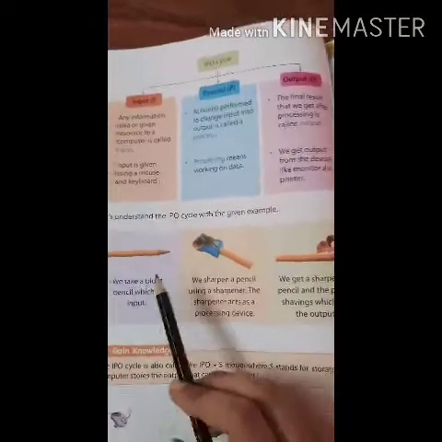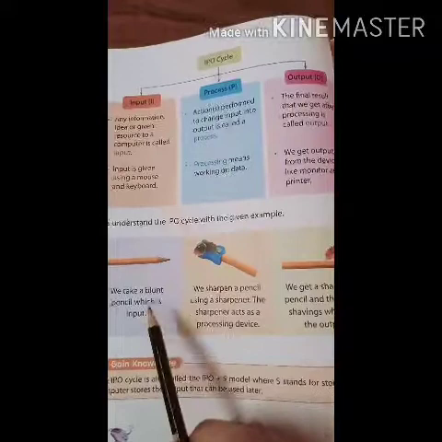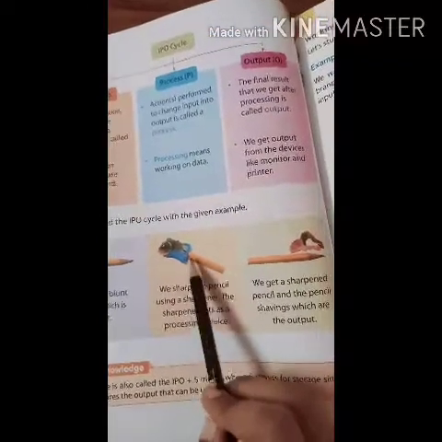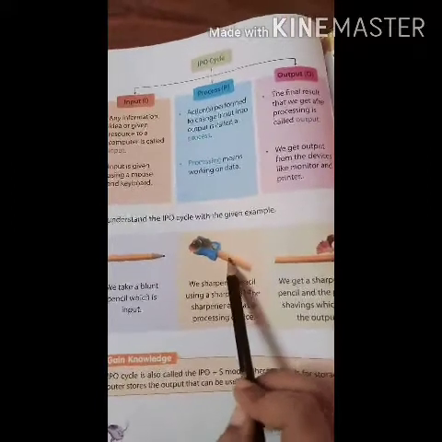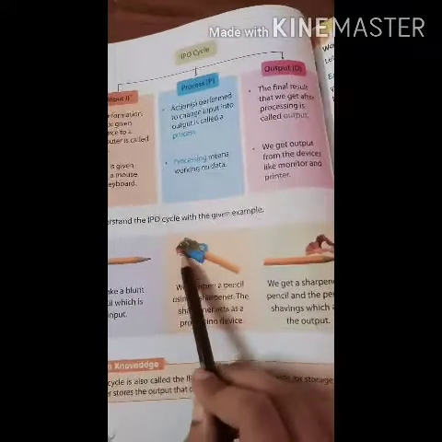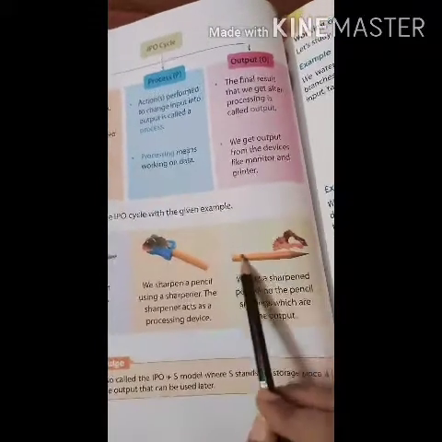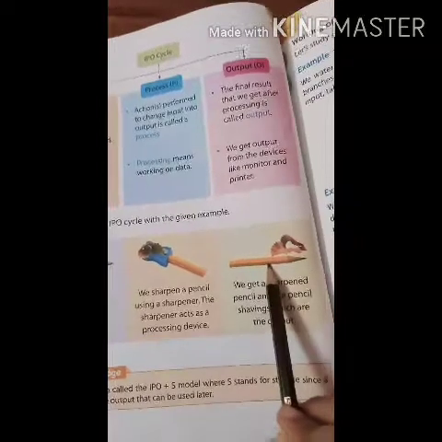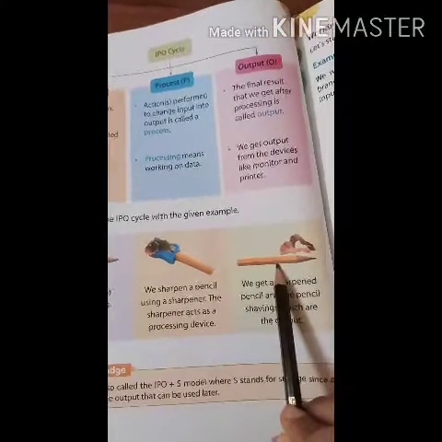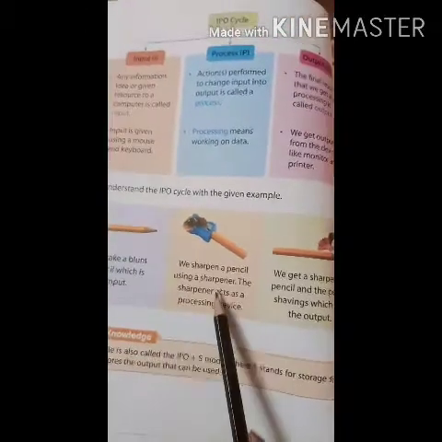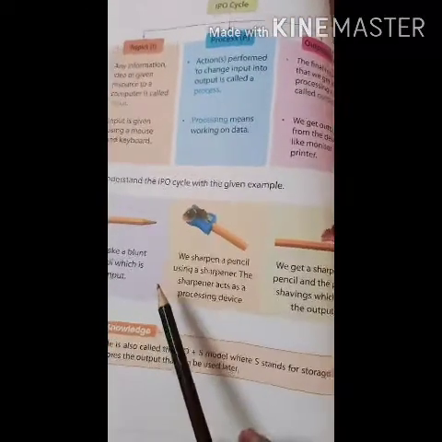Please look here again. Blunt pencil is the input. With the help of the sharpener we sharpen the pencil. Input पे हमने work करा with this processing device. So the sharpener is the processing device and finally we got the sharpened pencil. So this is the output. Understood children? So in this way we have many other examples of the IPO cycle. So now children, come to the next page.